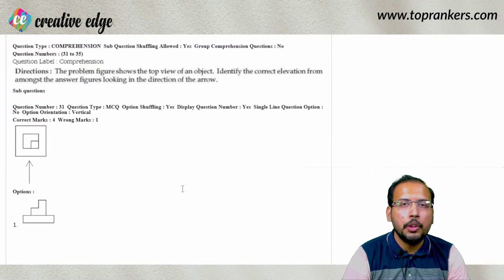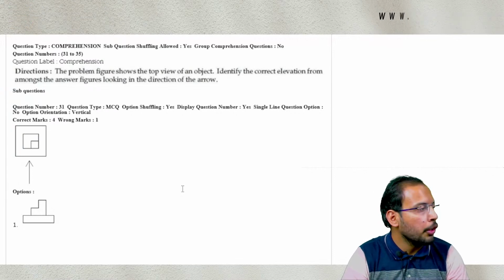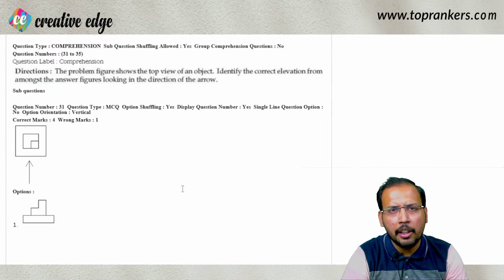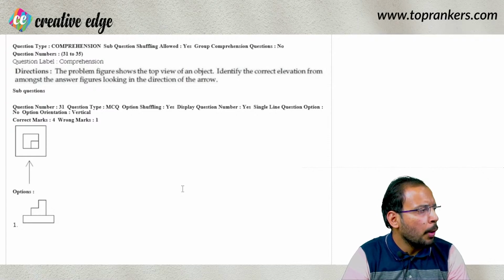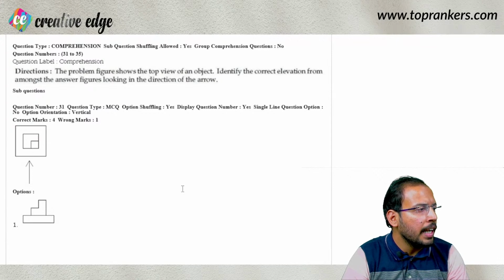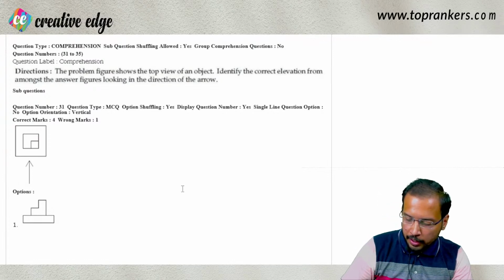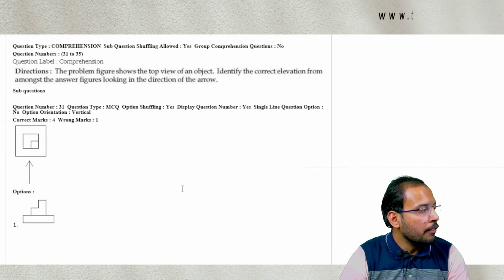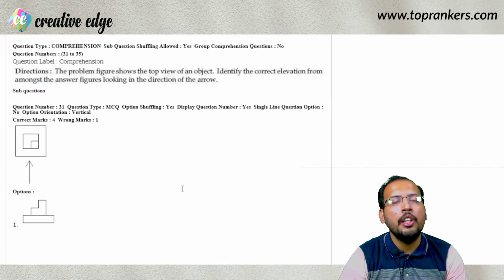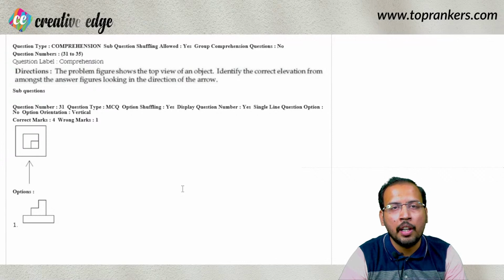And the very first question that we are having today is, as you can see on your screen, that let us first read the directions for the question. The problem figure shows the top view of an object. We have to identify the correct elevation from amongst the answer figures looking in the direction of the arrow. So in this video, in this question type, I will be telling you how to figure out the elevation, what exactly elevation is.